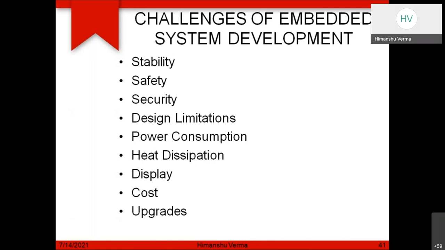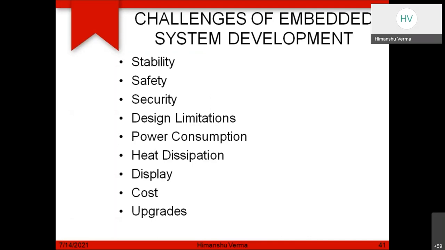So again, a design challenge. Then security, of course. Although an embedded system, we can say, is kind of a standalone device, not the same as an IoT device.